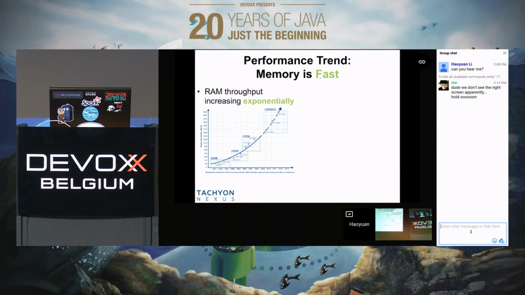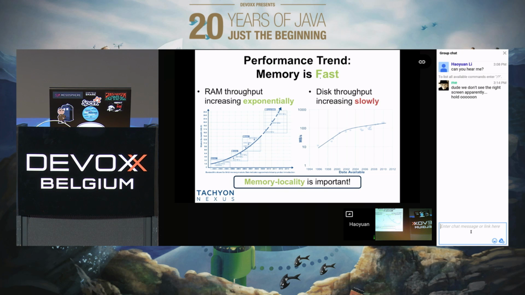Here's the trend. From the performance perspective, Tachyon is memory-centric, and memory is fast. RAM throughput increases exponentially every year, and on the other side, disk throughput increases slowly.